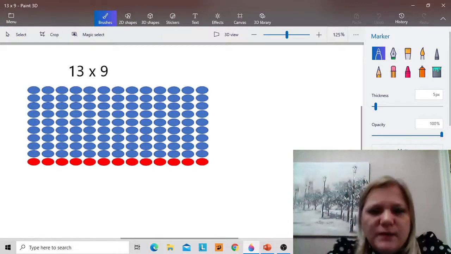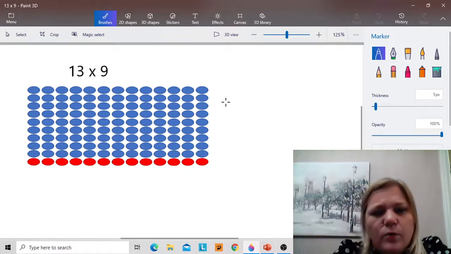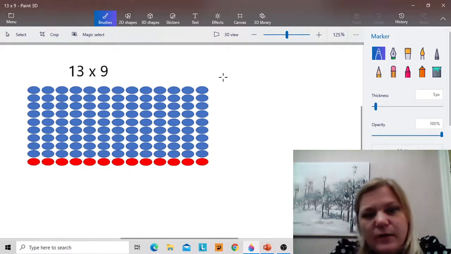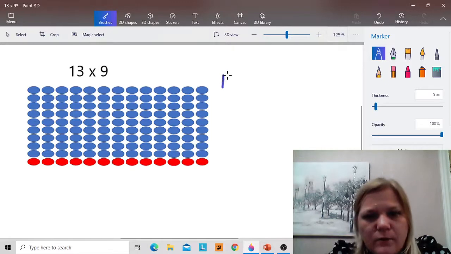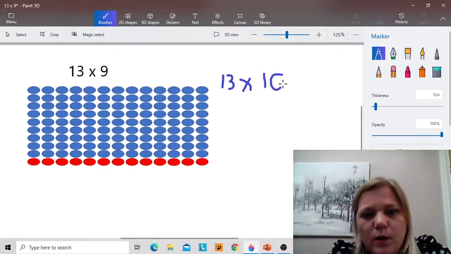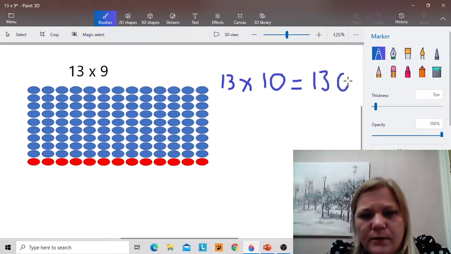Okay, so 13 times 9. So we're going to first of all work out 10 lots of 13. So 13 times by 10. Remember, when you multiply by 10, all of the digits move one place to the left. So 13 times by 10 equals 130. So that gives us 10 lots of 13.